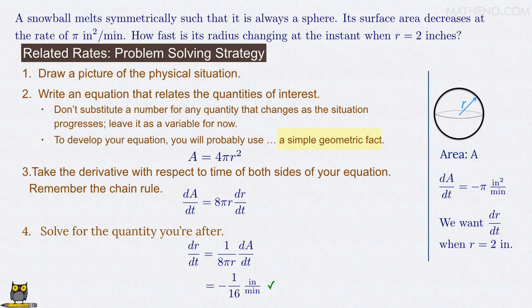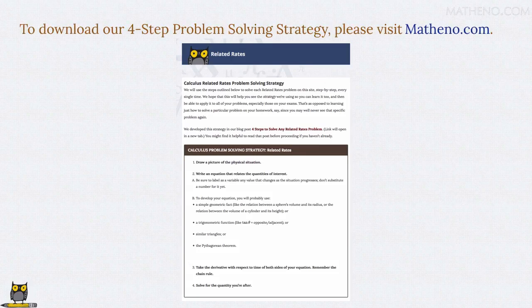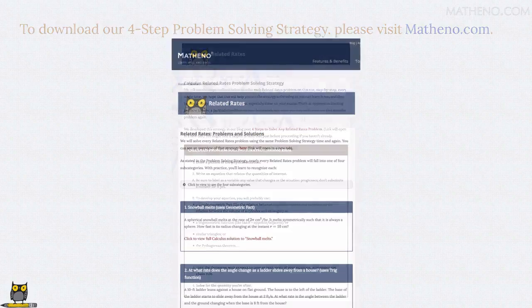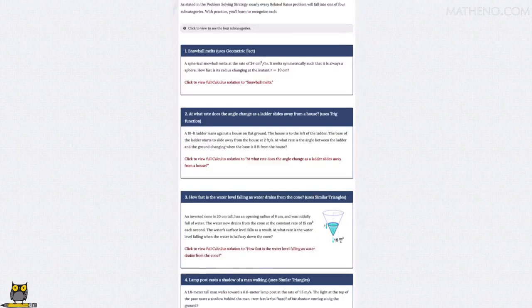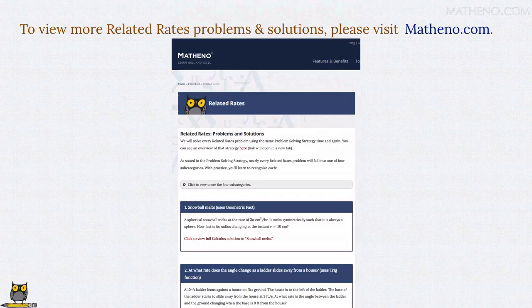not every problem will use a simple geometric fact to develop the equation you need. Instead, you need to know 4 different approaches that cover essentially all related rates problems. We've listed each of those in our general problem-solving strategy for related rates problems. You can find that list, along with this entire problem-solving strategy, at our website, mathino.com. You'll also find there an example of each of the 4 types of related rates problems, every one of them with a full solution that uses this exact same strategy.